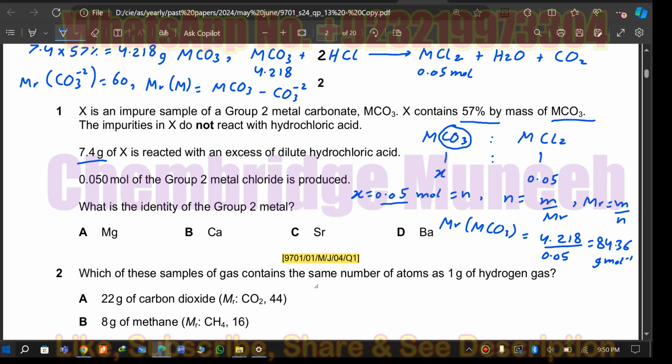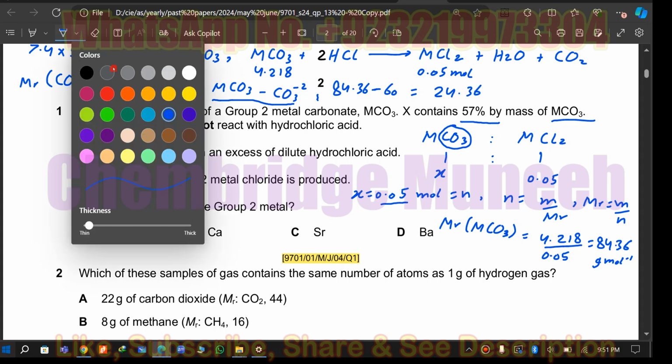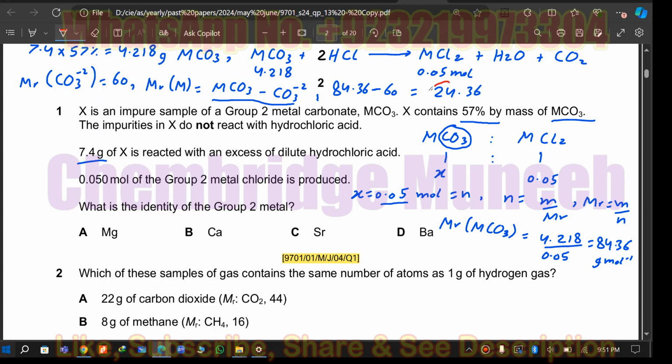Now that's the value for the MCO3, but we don't know which element is there in M. So I'm going back to this equation. I will put the values. MCO3 is 84.36 and carbonate ion is 60. The value comes out as 24.36. Now this 24.36 is the mass of the metal M. That's what we had determined here.